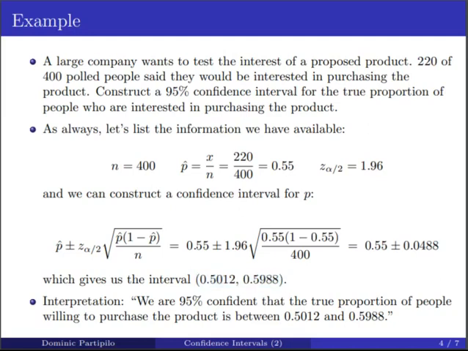So just like before, we're going to interpret this in a similar way. We're 95% confident that the true proportion of people willing to purchase the product is between 0.5012 and 0.5988.